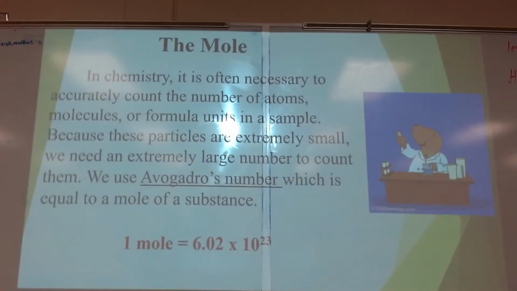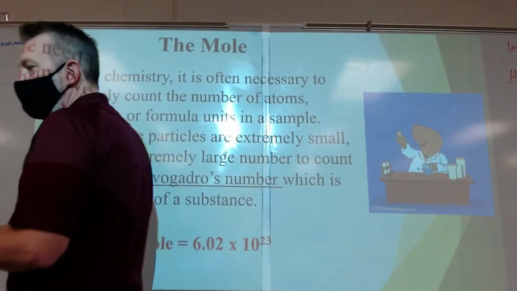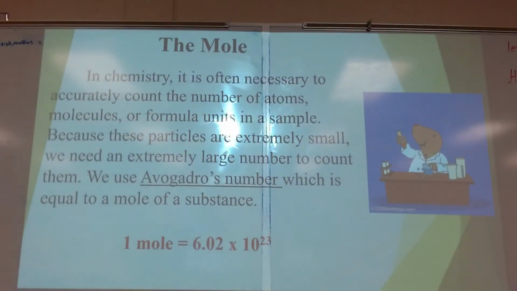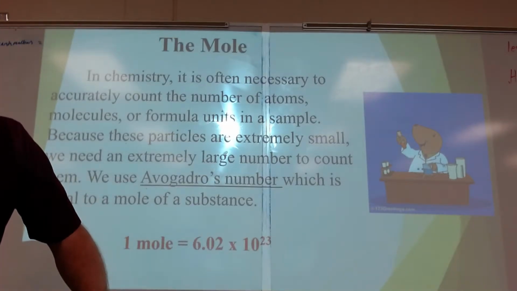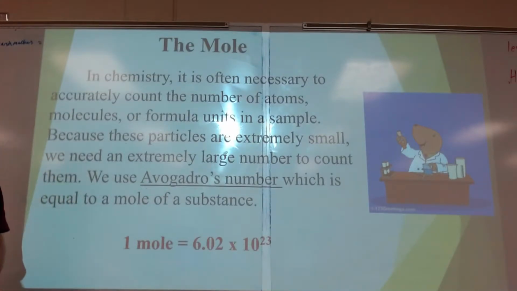So in chemistry, we want to talk about numbers of atoms, molecules, or formula units. These things on an individual level are very, very small. And so we're going to use a large number to count them. We're going to call that Avogadro's number. Okay? And that is 6.02 times 10 to the 23rd.